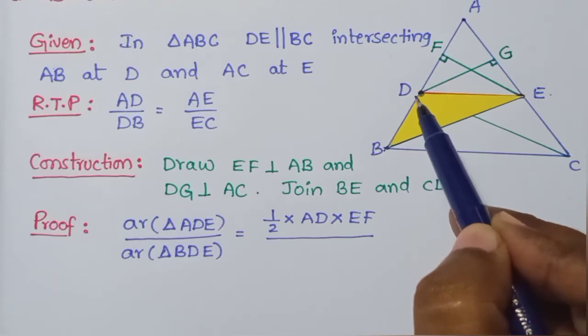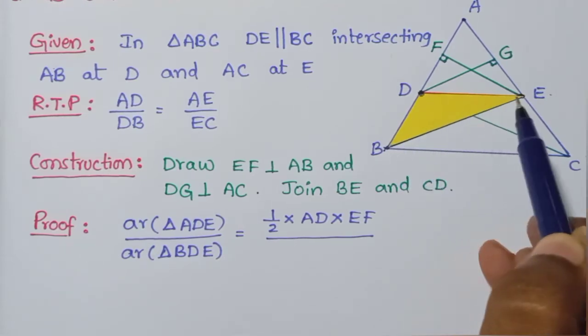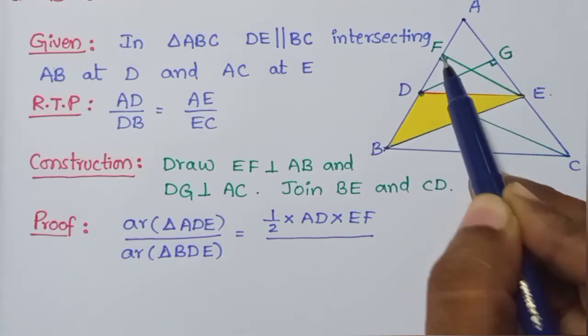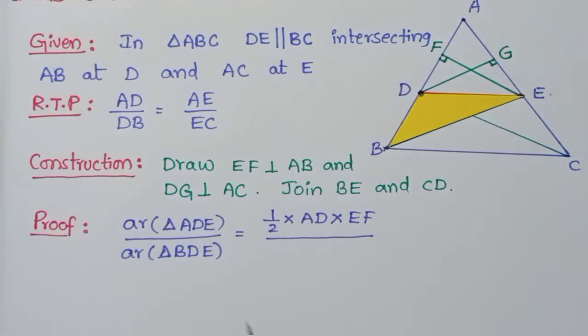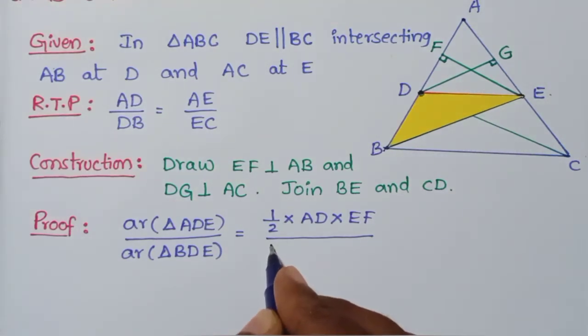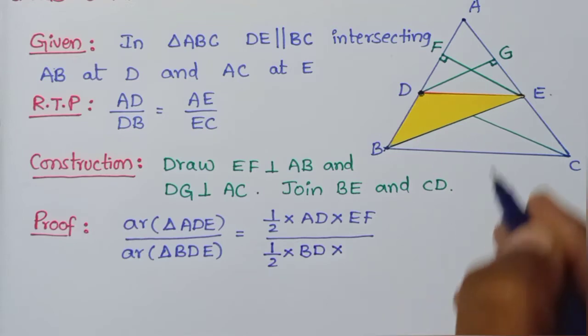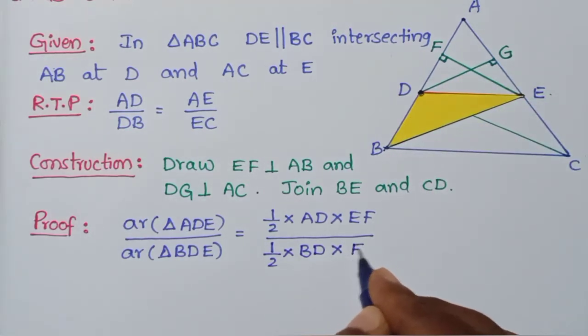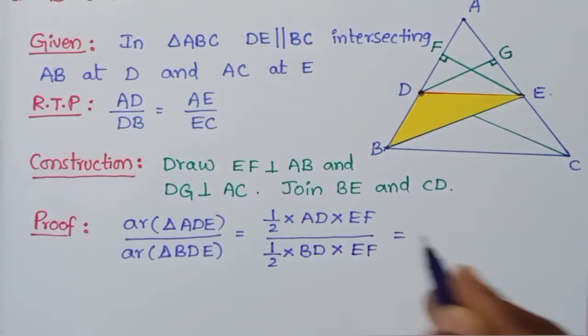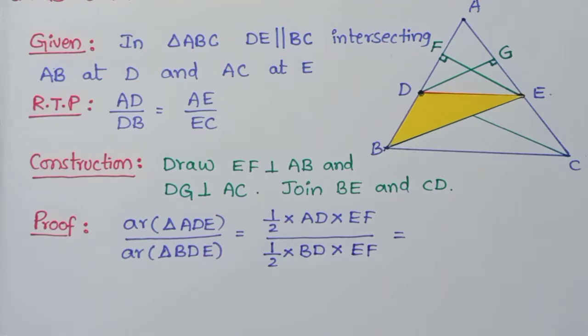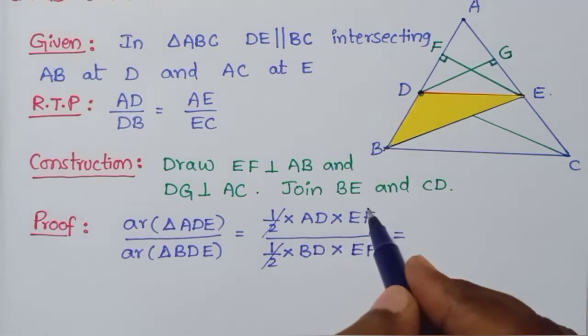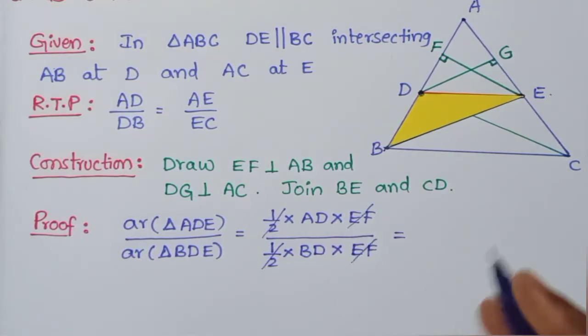So for the triangle BDE also, we have to consider EF as the height. So what will be the area of this triangle BDE? Half into base, which is BD, and height EF. What happens for this ratio, students? See here, half and half we can cancel and EF also can be cancelled.